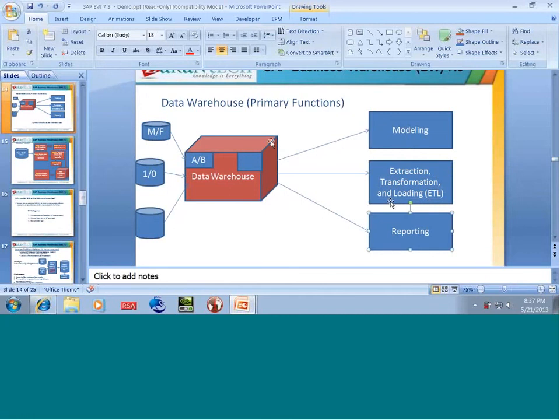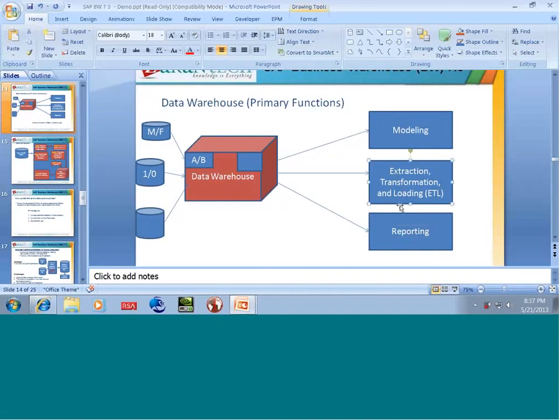The third functionality: the job does not complete when we load the data into the data warehouse. That's only halfway through. Once the data is available in the system, the most important thing that any senior management or company personnel would be interested in is how they can leverage this data. For that, I would need something called reporting. So the data warehousing tool should be able to look into the existing data sitting in it and provide intelligent reporting.